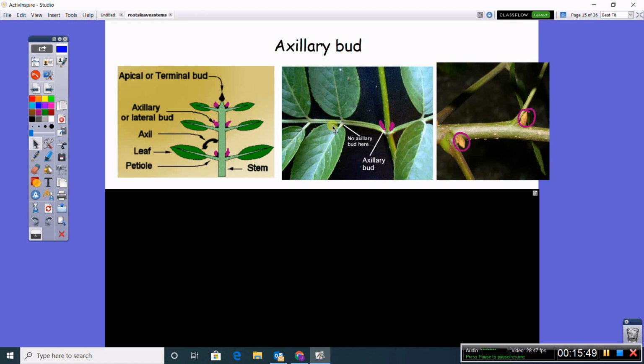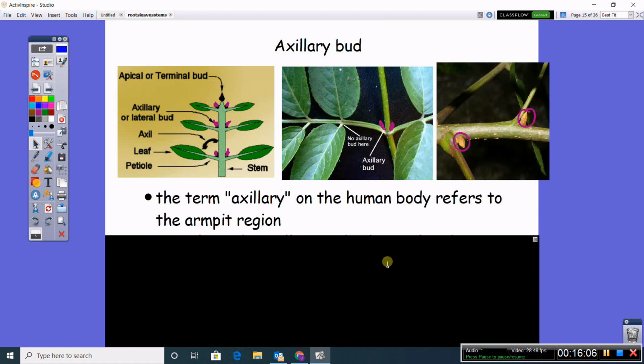Now, I know what you'll say, and you'll say, well, look, Miss Allgood, there's a leaf there, there's a leaf there, there's a leaf there, there's a leaf there. Why is there not an axillary bud there? Because these are leaflets, okay? That gets into simple versus compound leaves, which I think we get into today. But for right now, let's just talk about axillary buds.